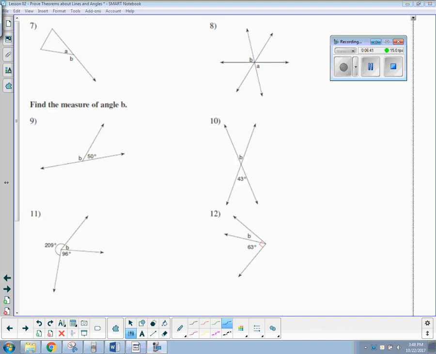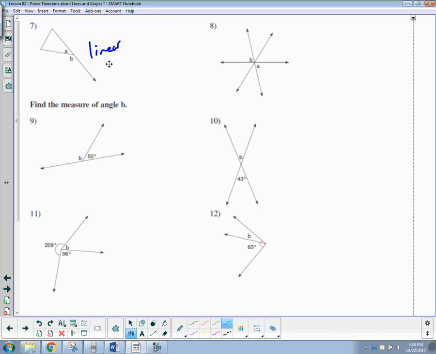So, let's see, what was that? 7. They form a straight line. A, B are next to each other. We're going to say linear pair. 8, they're opposite of each other. Vertical.